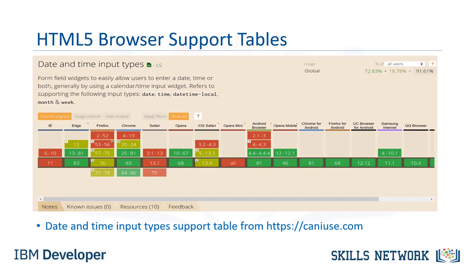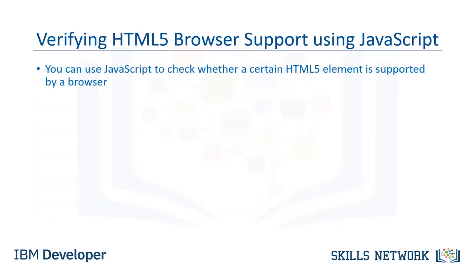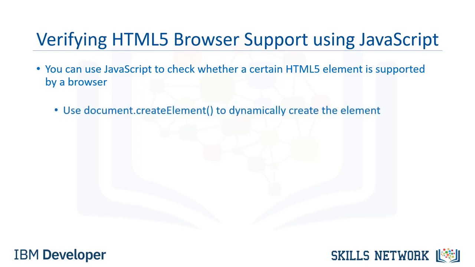require are supported. You can also use JavaScript to check whether a certain HTML5 element is supported by a browser. First, create a DOM element by typing document.createElement and include the element type as a parameter argument. As a result, the DOM object gets created. If the browser does not support that element, the DOM object that gets created has a set of common properties, but nothing specific for that element.